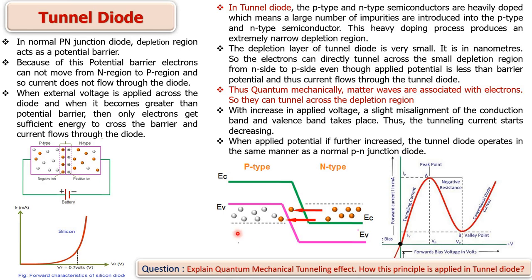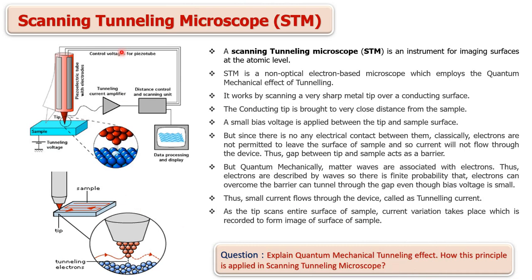All of you got it? Tunnel diode, tunneling effect in tunnel diode. Okay, now the next example of tunneling effect we are going to study is the scanning tunneling microscope. This is one more example of tunneling effect.